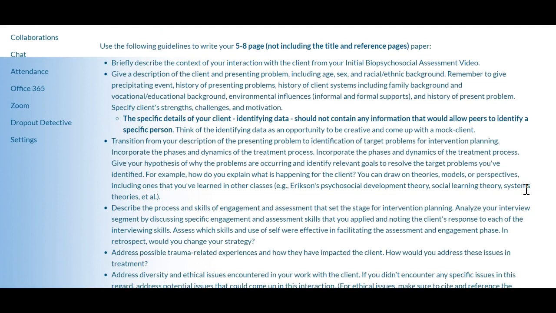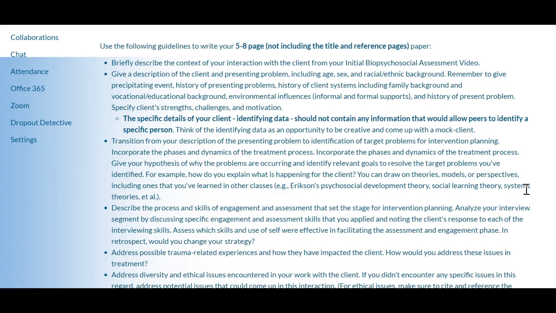In part 3, you'll transition from your description of the presenting problem to identifying target problems for intervention planning. You'll want to incorporate phases and dynamics of the treatment process, give your hypothesis of why the problems are occurring, and identify relevant goals to resolve the target problems you've identified.